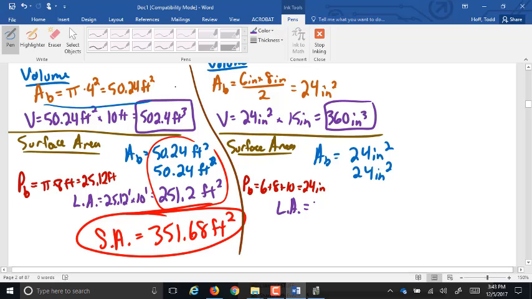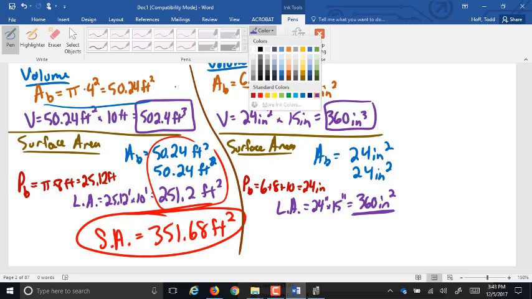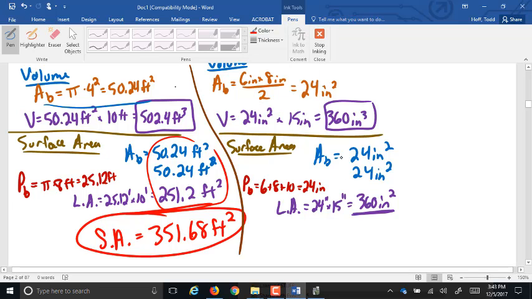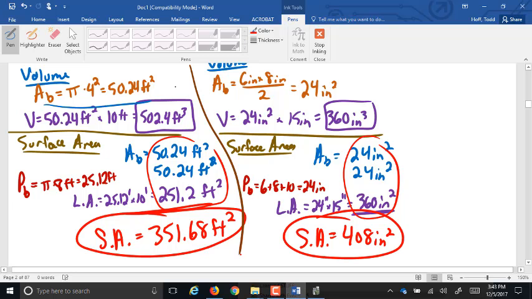So our lateral area is that perimeter of the base, the 24 inches, times the height, the 15 inches, which is 360 inches squared. By the way, it's just a coincidence that the lateral area and the volume are the same number. So anyway, we add those three up, you get a total surface area of 408 inches squared. Any questions there?